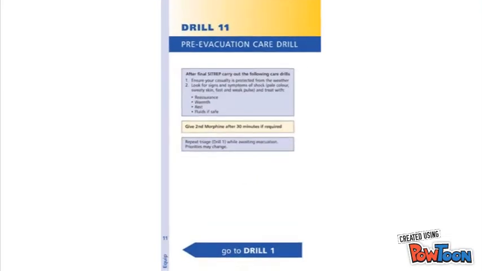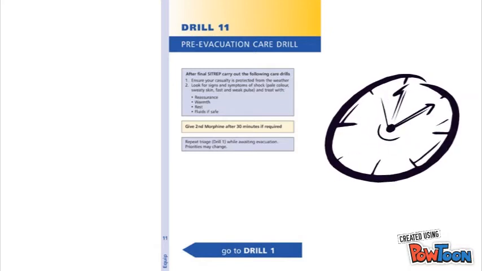In drill 11, you ensure your casualties are safe from the elements. You check for symptoms of shock, which are pale, sweaty skin, and a fast and weak pulse. Repeat drill 1 while waiting for evacuation. Priorities may change in multiple casualties.